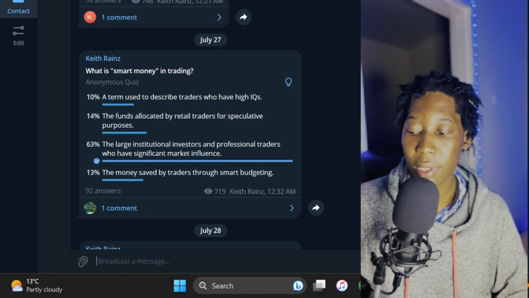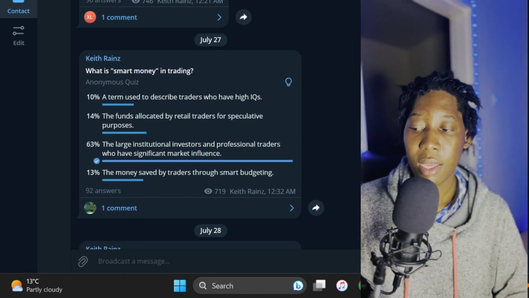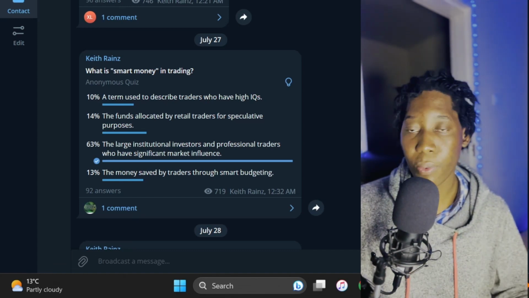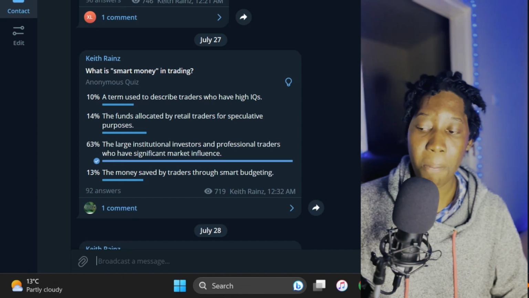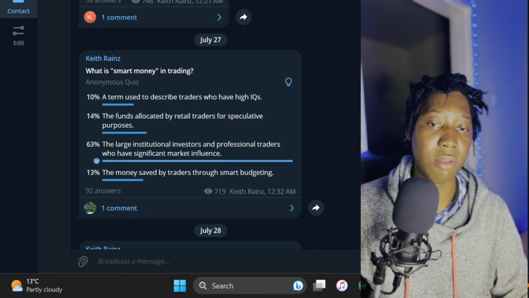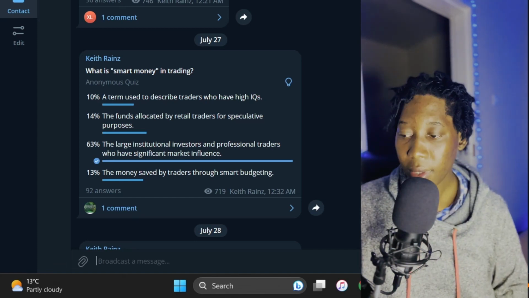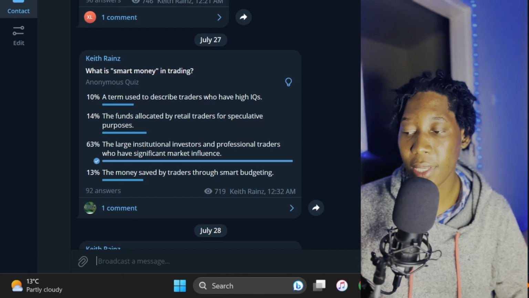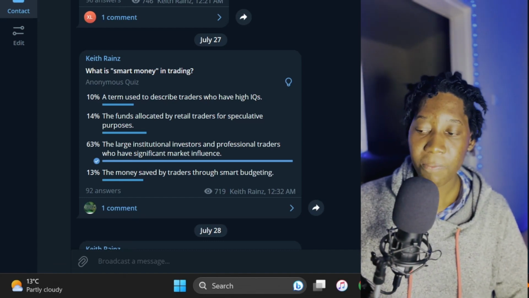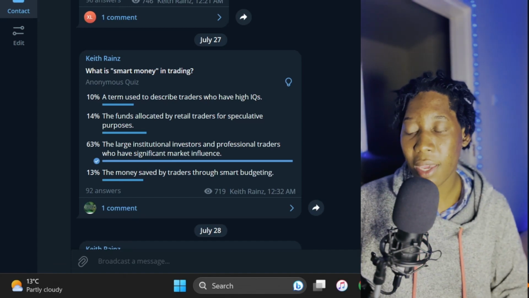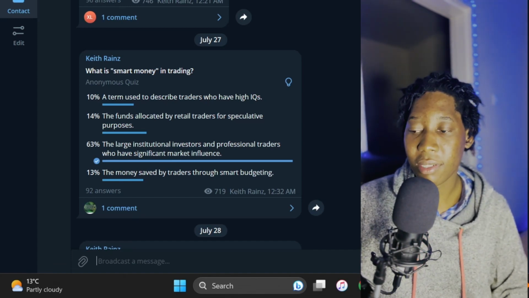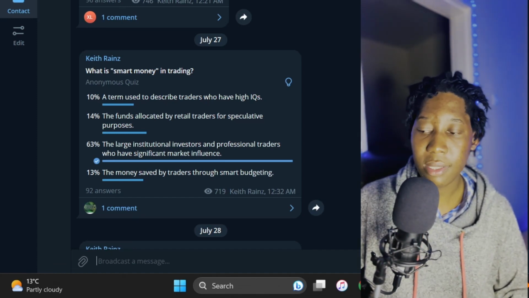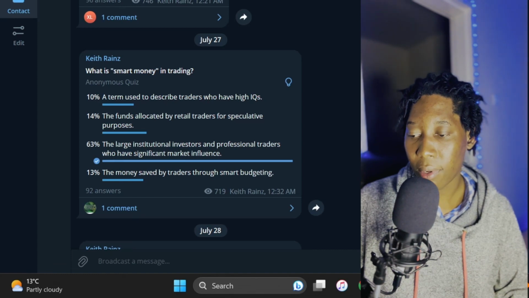But it's a good trading concept or strategy because it shows you exactly at every market price move what happened and what will happen. So if you combine this type of strategy, that's even good. Now which one is the correct answer? I'm sure it's the one which has got a blue tick, but let me first explain all the answers. The first one is talking about people who have got high IQs, meaning it's a term used to describe people who are very intelligent. No, that's not it. Funds allocated by retail traders? No, it's not that.